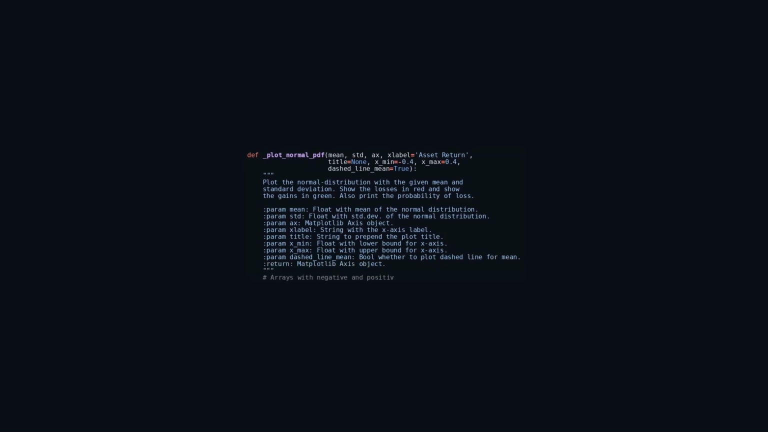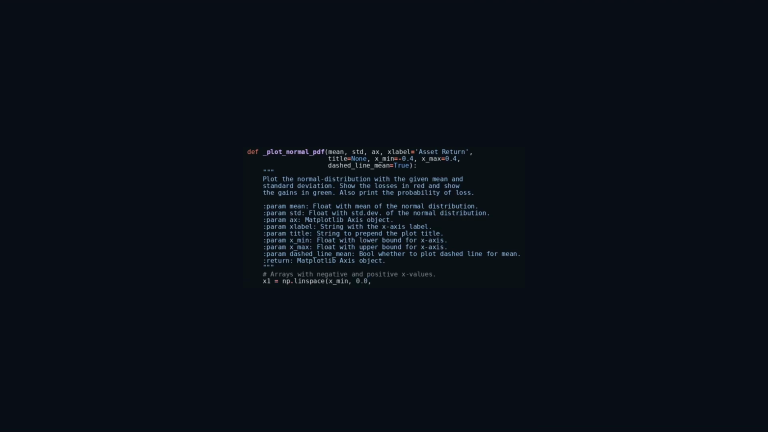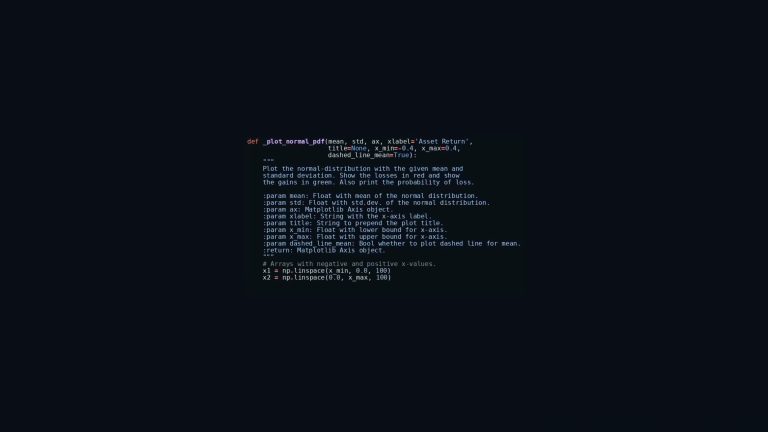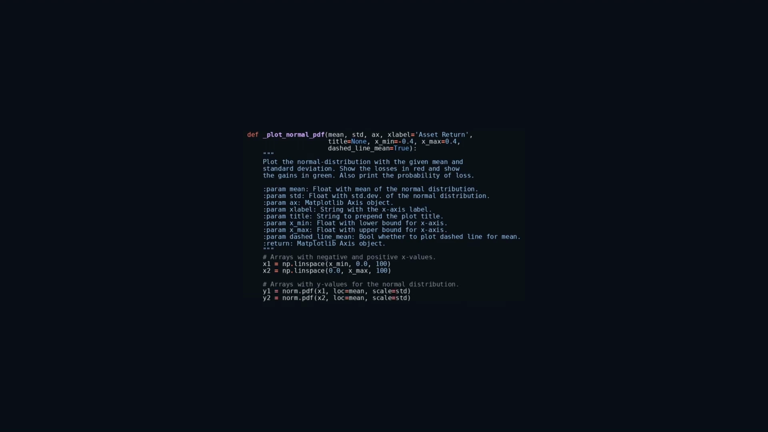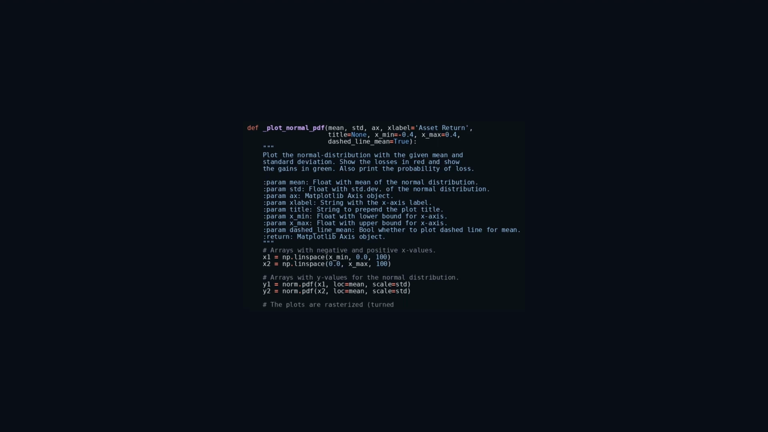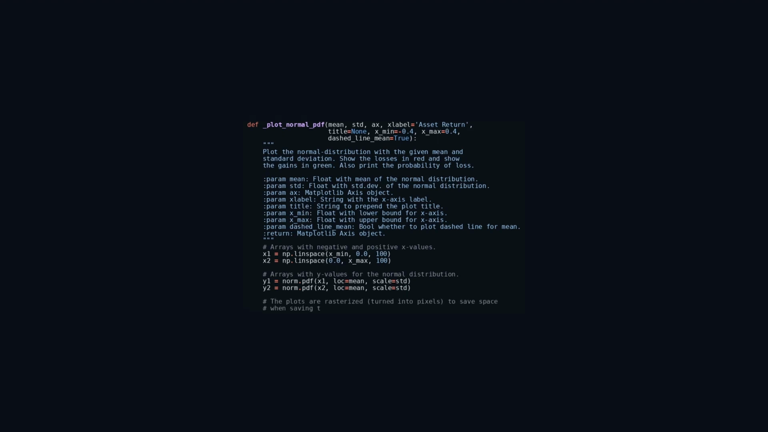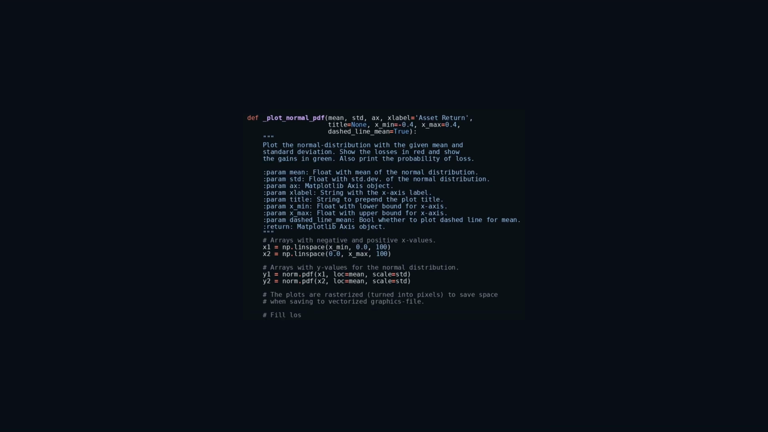The area under the curve is filled with red for losses, negative values, and green for gains, positive values, using the fill_between method. If the dashed line mean parameter is true, a vertical dashed line representing the mean is added to the plot. Additionally, a vertical line at x=0 is included to clearly separate gains from losses.